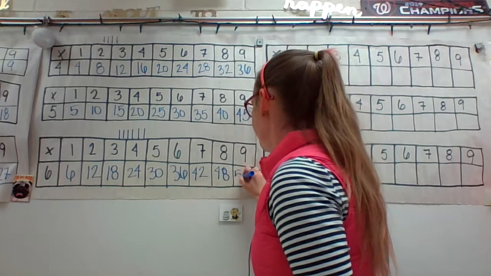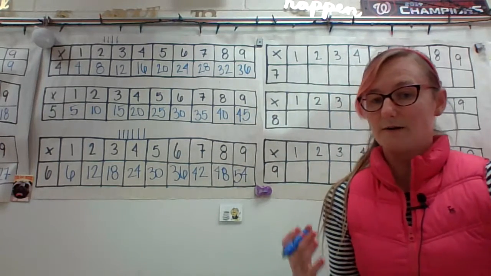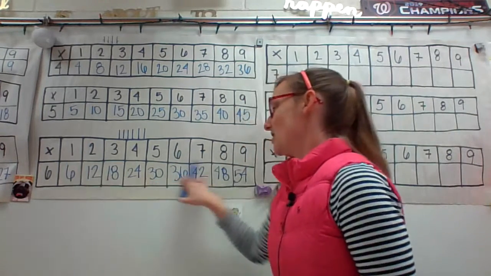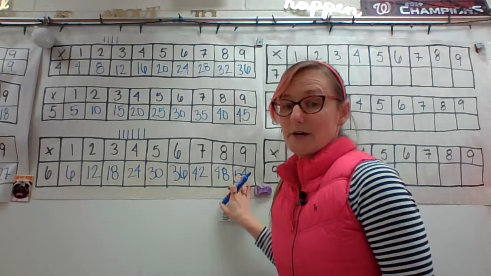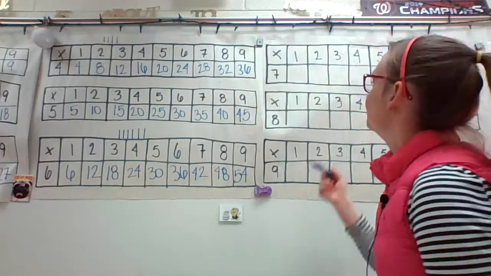18, 19, 20, 21, 22, 23, 24, 25, 26, 27, 28, 29, 30, 31, 32, 33, 34, 35, 36, 37, 38, 39, 40, 41, 42, 43, 44, 45, 46, 47, 48, 49, 50, 51, 52, 53, 54. And hopefully the more we practice our multiplication charts, the easier it will be for us to remember these multiples, so we won't have to draw those lines every single time.